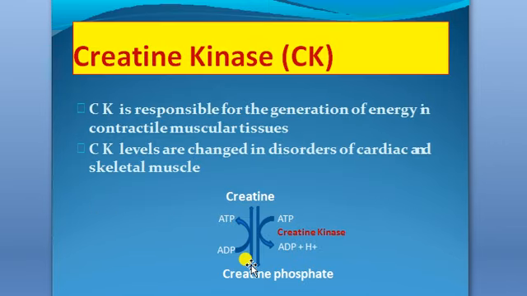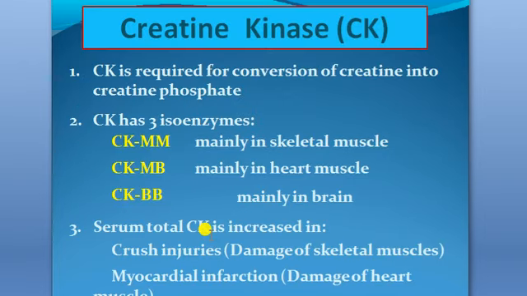The next important point is creatine kinase. See, CK is responsible for the generation of energy in the contracting muscle. Already we discussed this entire part. But creatine kinase exists in 3 forms, that's why they are called isoenzymes, meaning they are spatially differentiated. CK-MM is mainly present in skeletal muscle, CK-MB mainly in heart muscle, and CK-BB mainly in brain.